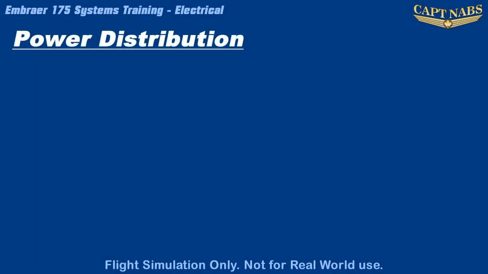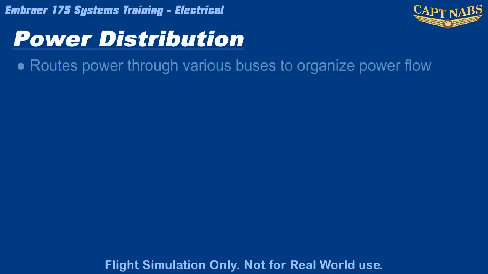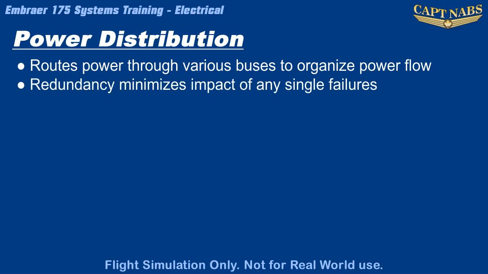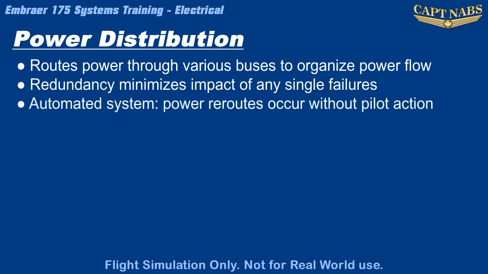The electrical distribution system of the Embraer routes power to various systems through a series of electrical buses. The system is designed to ensure a high level of redundancy so that single failures cause little disturbance to aircraft systems. The system is also highly automated, requiring minimal crew input for normal operations.